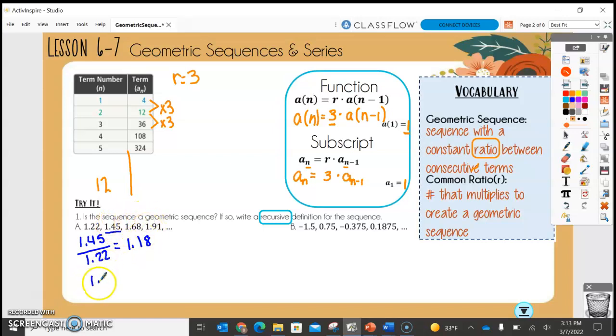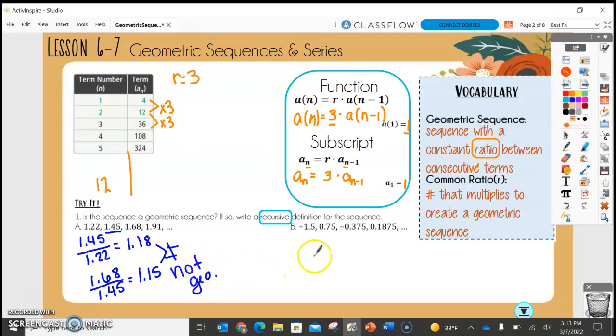So I'm going to do this again just very quickly and see if 1.68 divided by its previous term to make a ratio is the same. It turns out that in this case, it is not. So what this means is 1.22 was multiplied by 1.18 to get to 1.45. But it is not the same ratio. If I take 1.45, I have to multiply by 1.15 to get 1.68. So since these are not equal, this is not geometric.